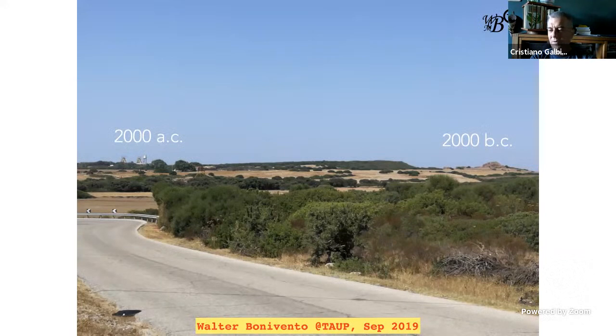This is a beautiful slide from Walter Bonivento, who's the director of the school that I'm liberally stealing from, which shows the difference in technology in the span of 4,000 years. On the left-hand side, we are operating at the two mine shafts in Serucci, where you see the mining tower. And on the right-hand side, you see a Nuraghe that was built nearly 4,000 years ago, within a few hundred meters. That was one of the early forms of settlements in Sardinia. At the time, there was in Sardinia one of the most advanced civilizations in the world.